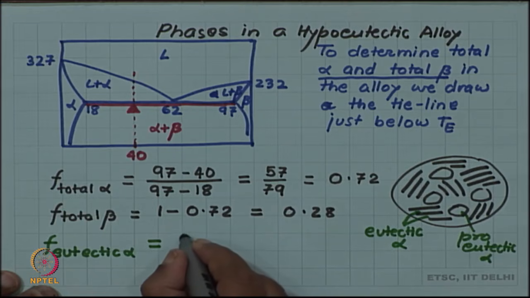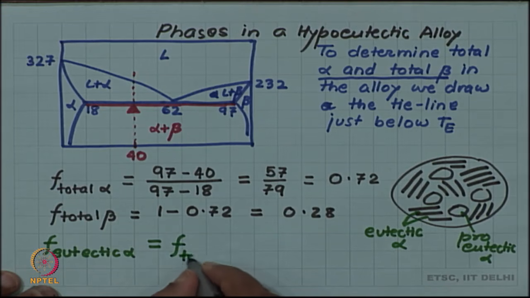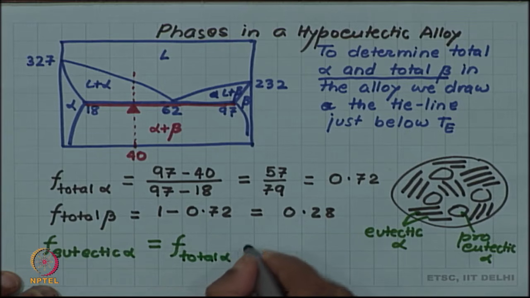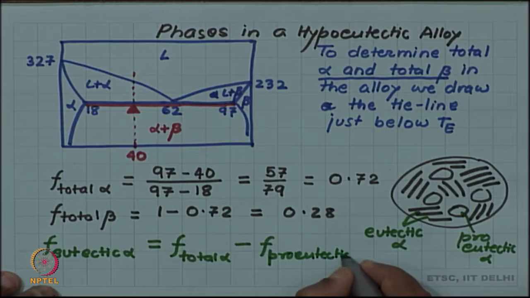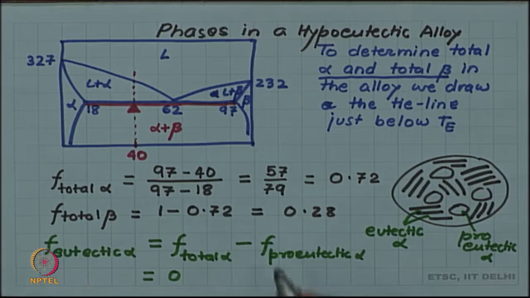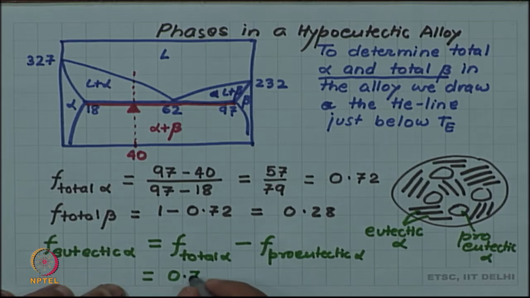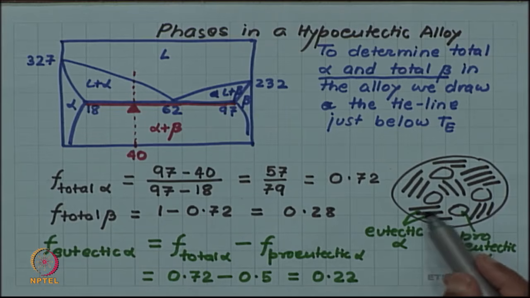So, this we can simply find as the difference between total alpha and the pro-eutectic alpha. We have determined total alpha here as 0.72 and the pro-eutectic alpha as 0.5. So, we take the difference of the two. So, we get 0.22 as the eutectic alpha. So, if we are interested in how much alpha is in the eutectic mixture, that is 22%.